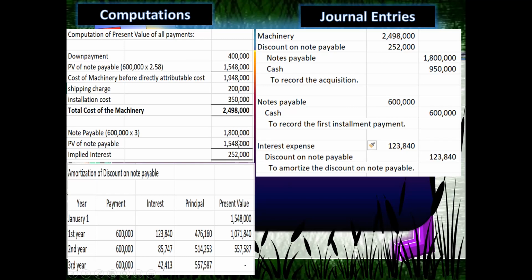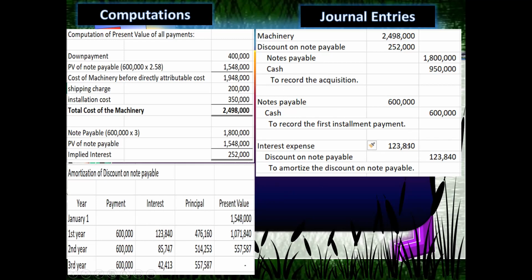Now comparing the note payable at principal amount compared to the present value of the note, which is 1,548,000 as computed. So meron tayong discount on note payable ng 252,000. Then credit natin notes payable 1.8 and then credit tayo ng cash na ng 950,000. So next entry is for the first acquisition, first installment payment. So nagbayad lang tayo ng notes payable and then credit tayo ng cash. Then the last one would be the amortization of your discount on note payable. So based lang tayo dito sa amortization table.